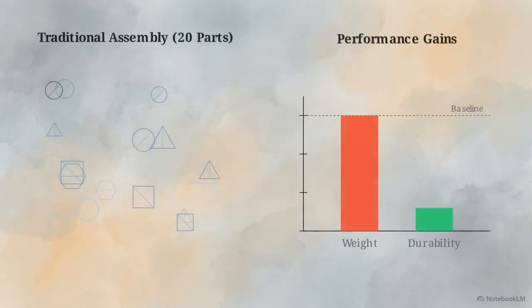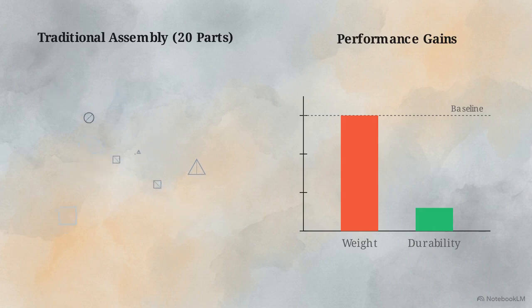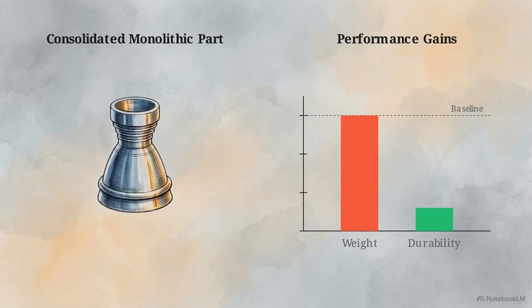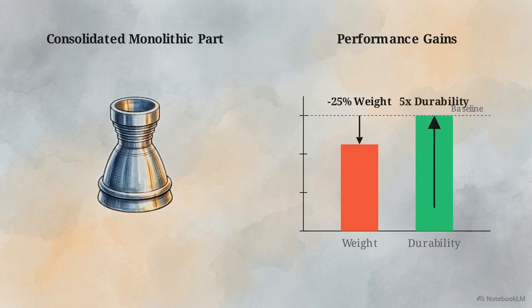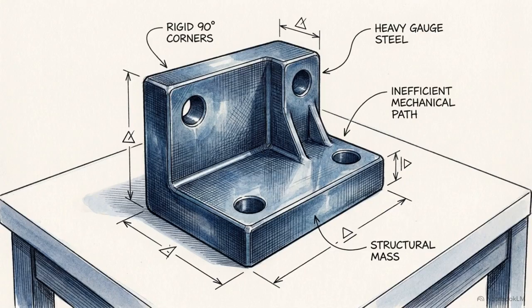This bar chart visualizes the resulting performance gains. By eliminating the heavy internal weld joints, the consolidated 3D printed nozzle dropped 25% of its weight and became 5 times more durable. This geometric freedom has given rise to topology optimization.